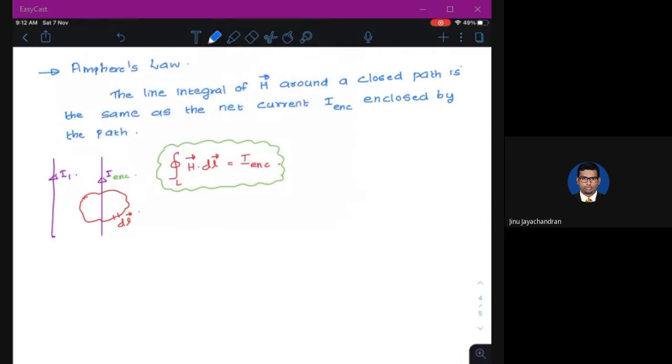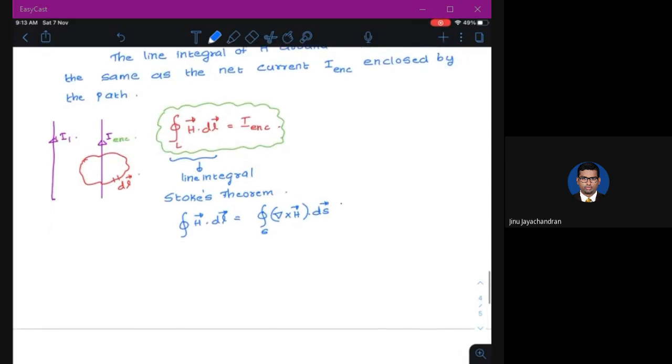So now, if you look at this equation, this is a line integral. And using Stokes theorem, you can relate a line integral to a surface integral, which means I can write integral H dot dl is equal to a surface integral of del cross H dot dS. So I can substitute del cross H dot dS is equal to the I enclosed.